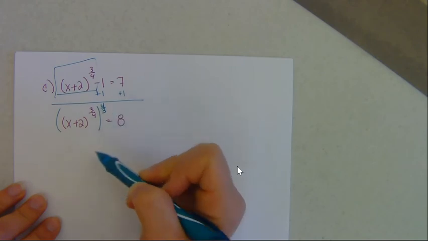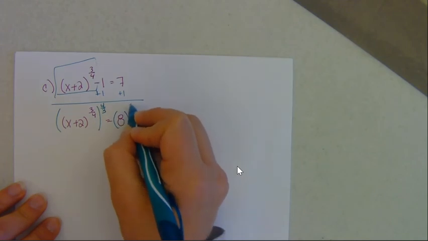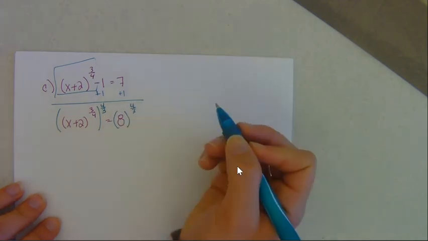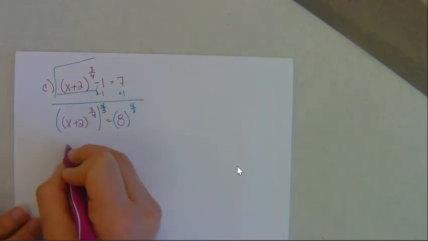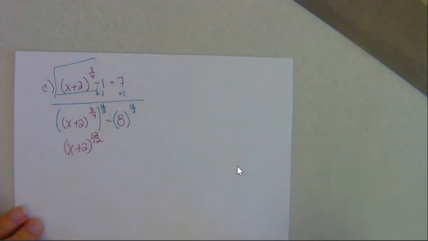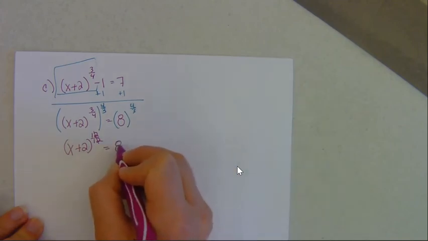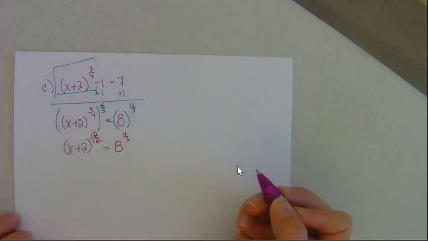So I'm going to end up with an exponent of just 1. Over here, I'm also going to do the 4/3 power. Let's really understand what's happening here. This becomes x plus 2 to the 12 over 12 power, so that ends up canceling out. And here I have 8 to the 4/3 power.